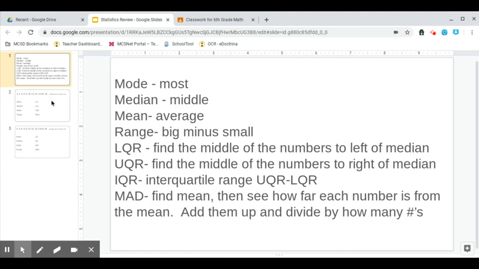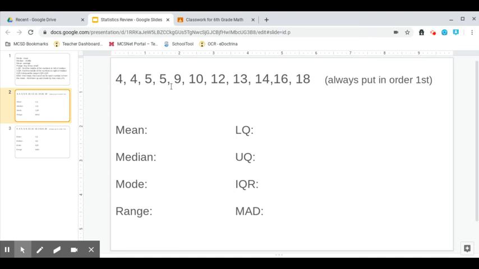Okay, here we go. So my numbers are 4, 4, 5, 5, 9, 10, 12, 13, 14, 16, 18. Always put them in order. On your homework, I'm not going to put them in order for you. I need you to do that first. So let's do some of the easier things first.